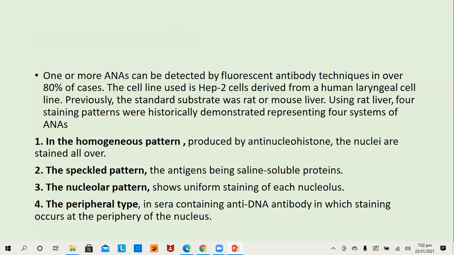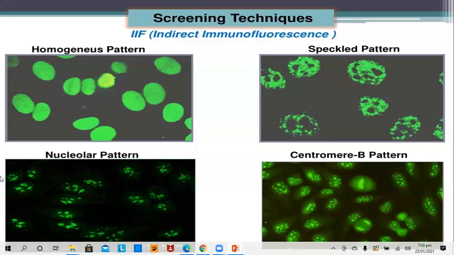Then the second pattern is the speckled pattern, where the antigens are soluble proteins. Then the nucleolar pattern, where the nucleolus is stained, and the peripheral type, which is seen with anti-DNA antibodies, which stain the periphery of the nucleus. So this is the homogeneous pattern of anti-nuclear antibody staining. This is the speckled pattern. Then this is the nucleolar pattern. You can see the nucleolus, which is stained by the antibodies.